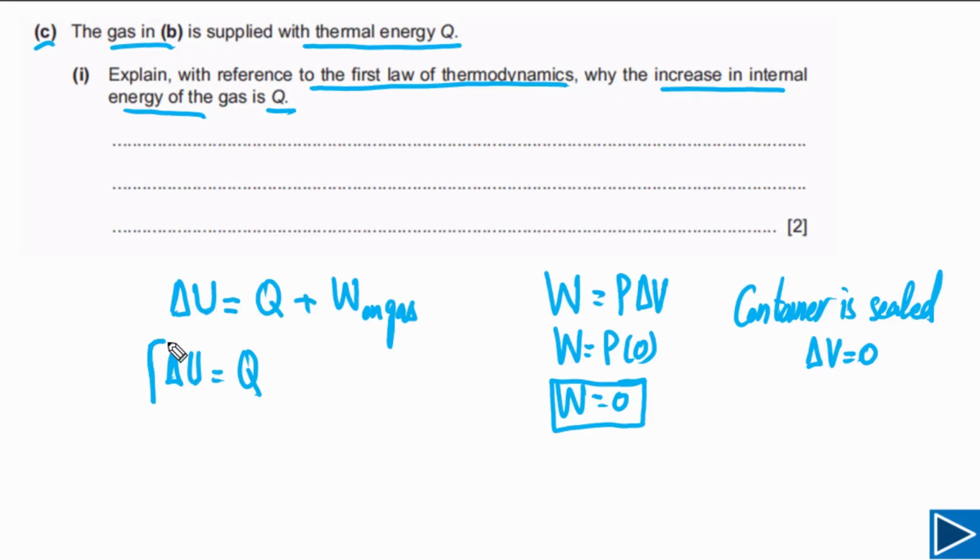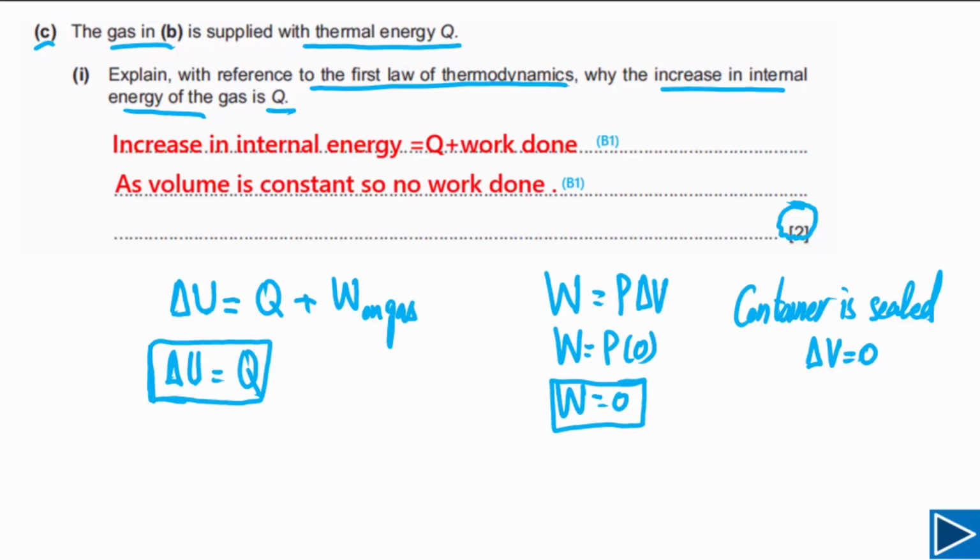So here we can simply say that delta U in this case is equal to Q. So the increase in internal energy is only due to thermal energy, or simply you can say change in internal energy is equal to Q. So 2 points we have to mention for this one. This question has 2 marks. The first mark we have to say is that delta U is equal to Q plus W, work done on gas, you will get 1 mark. Then the second mark you will get if you have mentioned that container is sealed, so work done is equal to 0. So you will get the second mark. Quite straightforward question. Let me show you the answer.